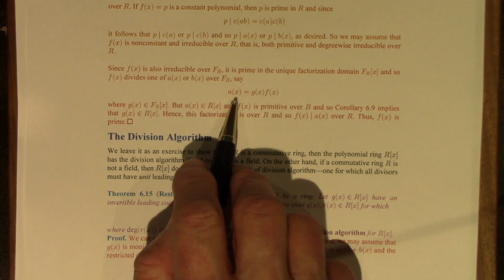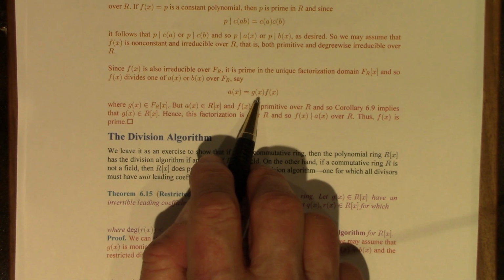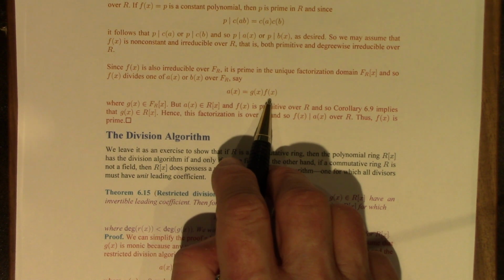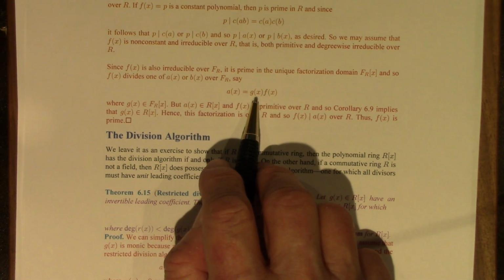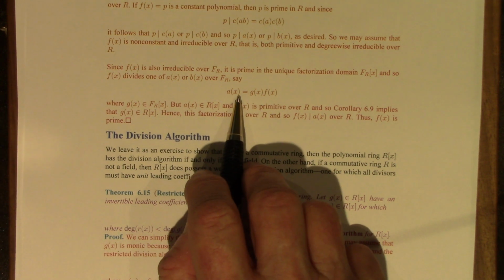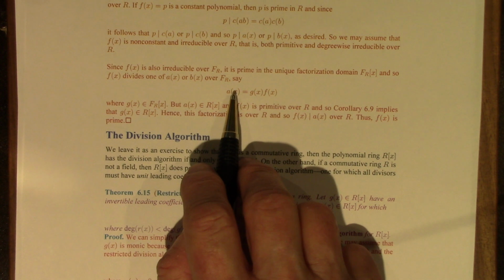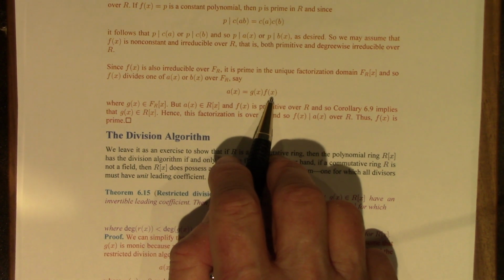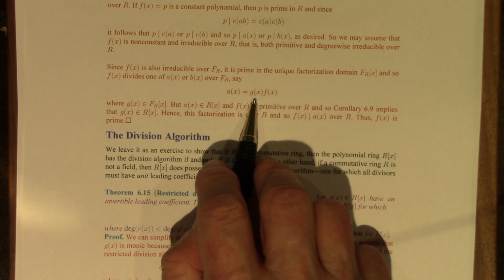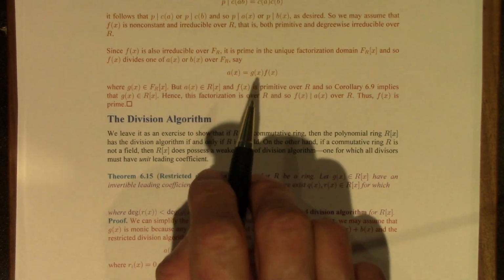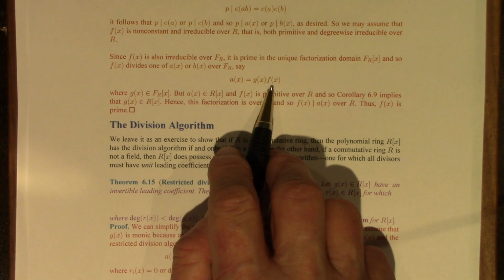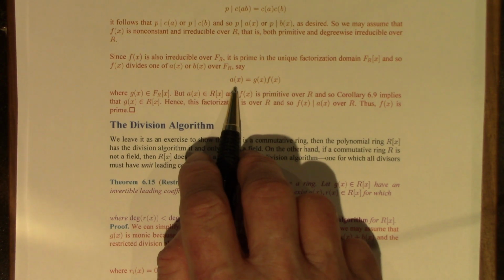Now, a of x is over R, f of x is primitive, and g of x is over the field of fractions, but we have a theorem, a corollary actually, 6.9, that says that if this is a polynomial over R, and one of these factors is primitive, then the other factor also has coefficients in R. And so this is in fact a factorization over R. And so f of x divides a of x over R, which is what we wanted to show, and so f of x is prime.